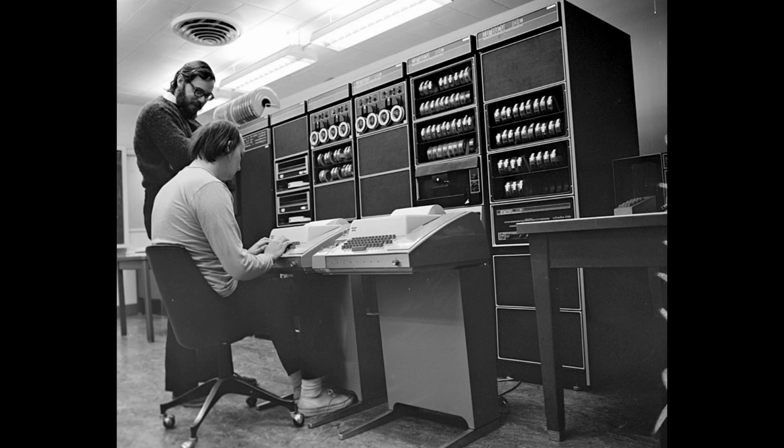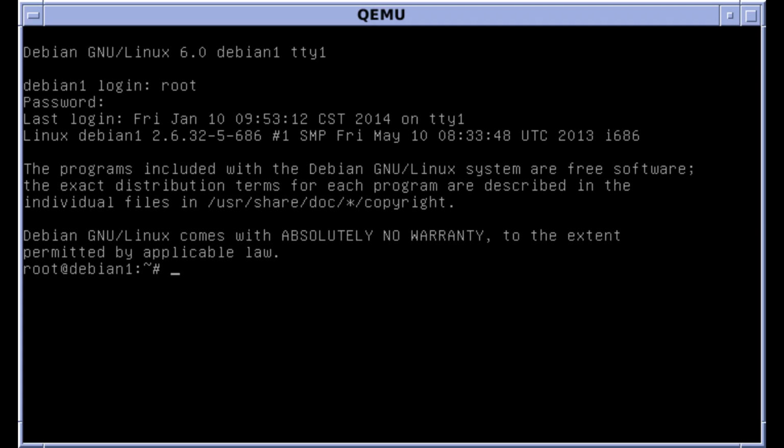1969, development and the early days of Unix. Unix is a family of multitasking, multi-user computer operating systems that derive from the original AT&T Unix, whose development started in 1969 at the Bell Labs Research Center by Ken Thompson, Dennis Ritchie, and others.